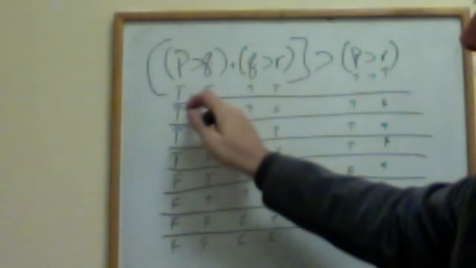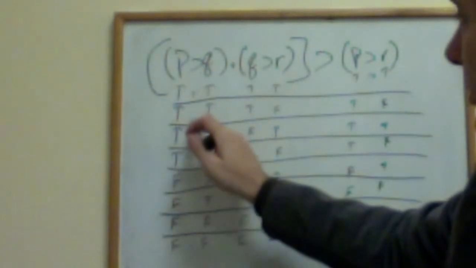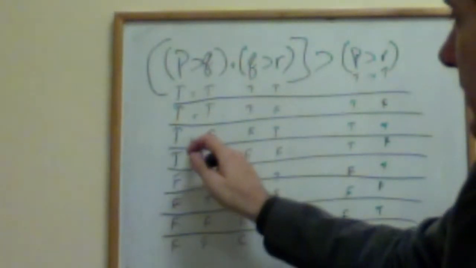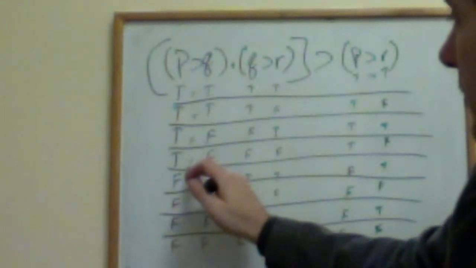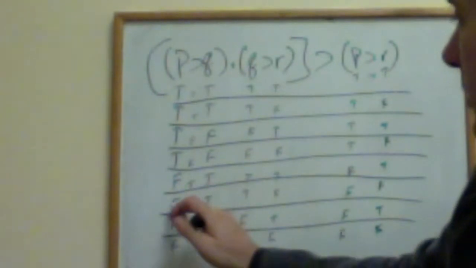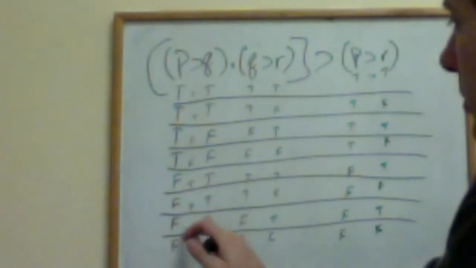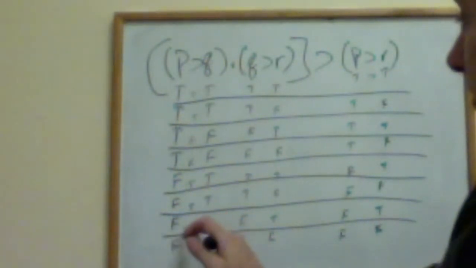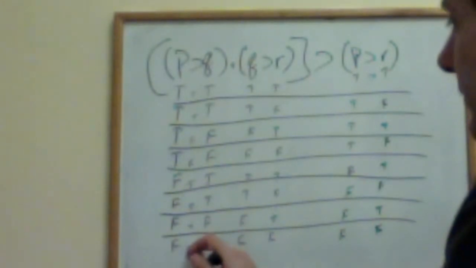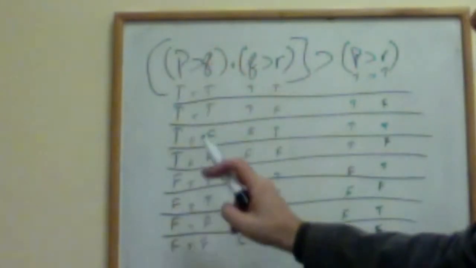True and true tells us true. True and true is true. True and false is false. True and false is false. False and true is true. False and true, true. False and false, still true. False and false, still true. So now we've computed the truth values for P horseshoe Q.